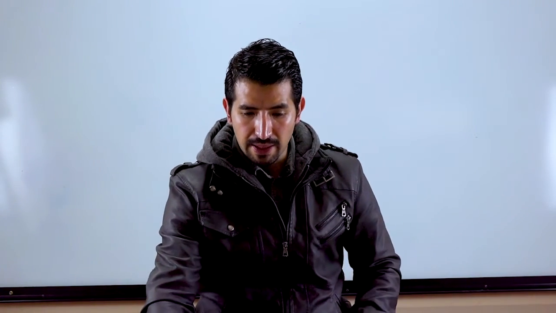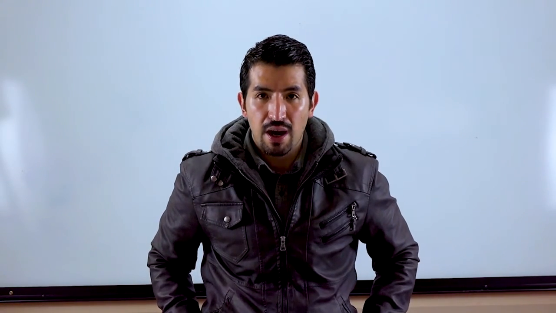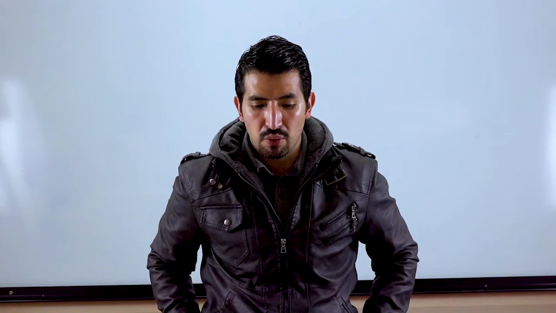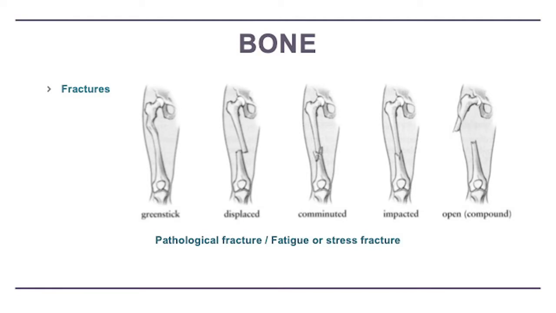Now, talking about the kinds of fractures that we have, there could be different kinds of fractures depending on how affected the bone is, and not only the bone, but also the tissue surrounding the bone. A greenstick is just a small fracture, you can see, not even broken. Then we have a displaced fracture, which is a broken bone, but it's still inside the muscle or inside the part of the body.